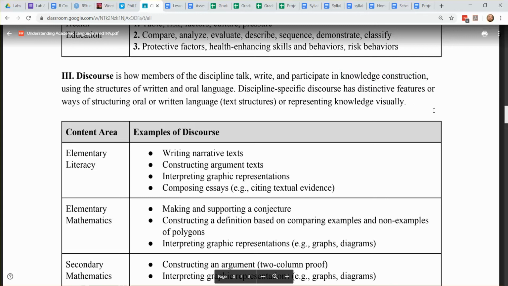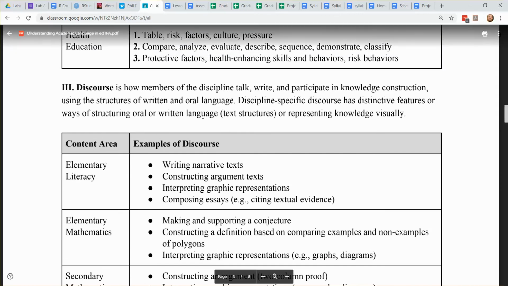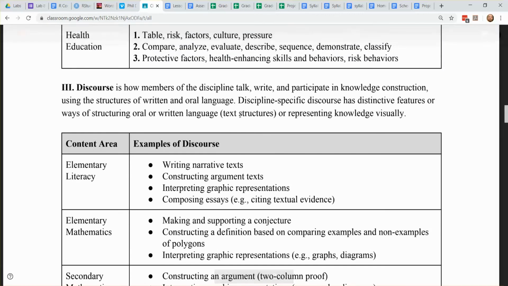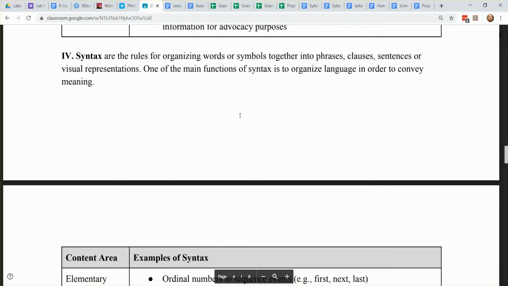The way historians do that is probably kind of different from the way literature specialists do or mathematicians do. So each area has its own tendencies and ways of using language that you want to get familiar with. And once again, there's some examples there for you to check out.